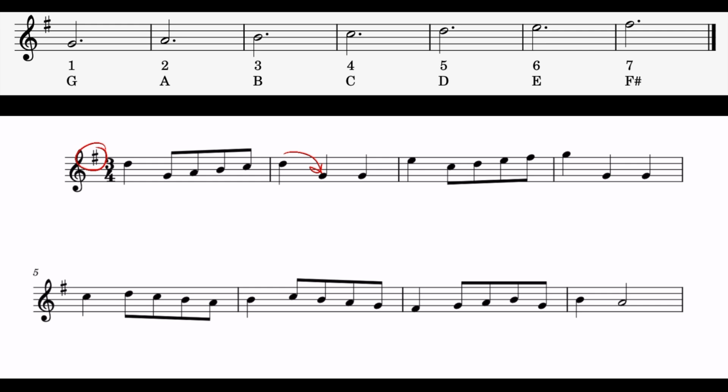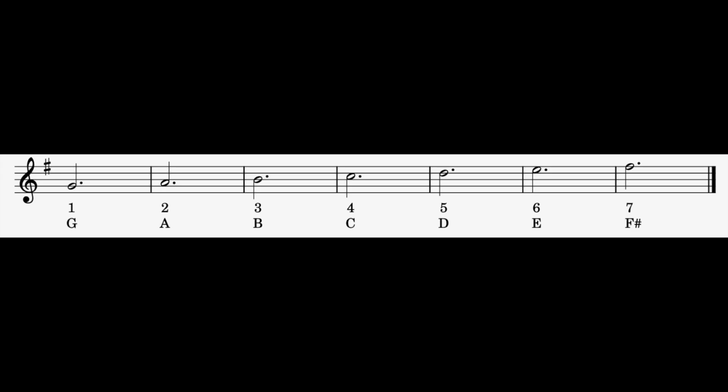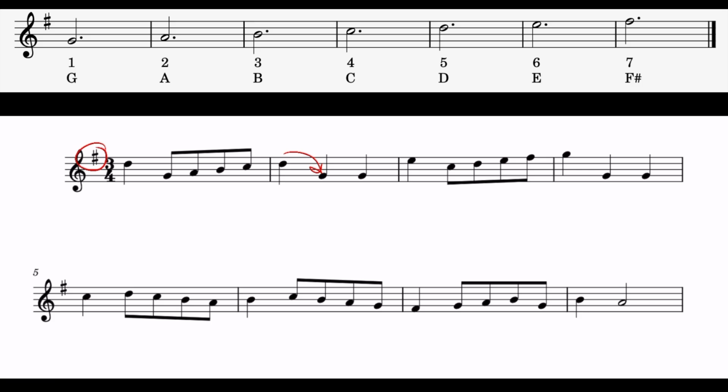But anyway, let's go through and we'll look at the scale degrees for this melody. So our first scale degree is of course G, then we have A as our second, B as our third, C as our 4, D as our 5, E as our 6, and F sharp as our 7. And we can see that F sharp notated in our key signature.